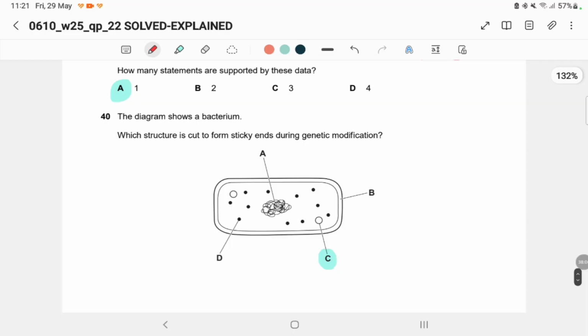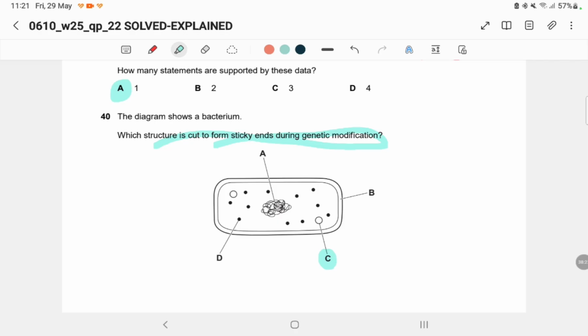Now, question 40. Which structure is cut to form sticky ends during genetic modification? Well, for that question I explained it in the previous video for variant 1 November 2025, and also in the other previous video I have uploaded on my channel. Just check them. And the answer will be plasmid.